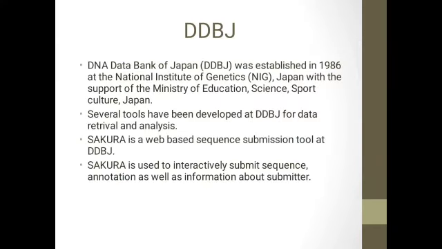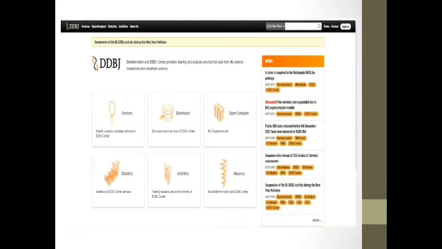Next, DDBJ, that is the DNA Data Bank of Japan, was established in 1986 at the National Institute of Genetics, Japan, with the support of the Ministry of Education, Science, Sports, and Culture, Japan. Several tools have been developed at the DDBJ for data retrieval and analysis. Sakura is a web-based sequence submission tool at DDBJ. Sakura is used to interactively submit the sequence, annotation as well as the information about submitters. This is the site of the DDBJ. Thank you.